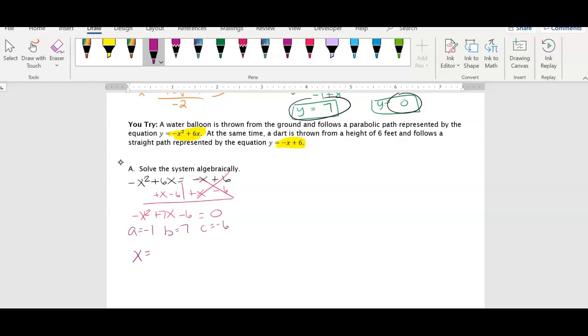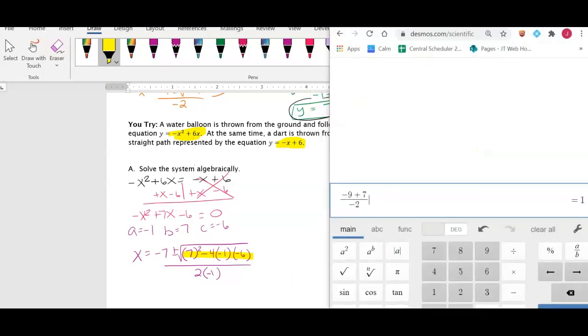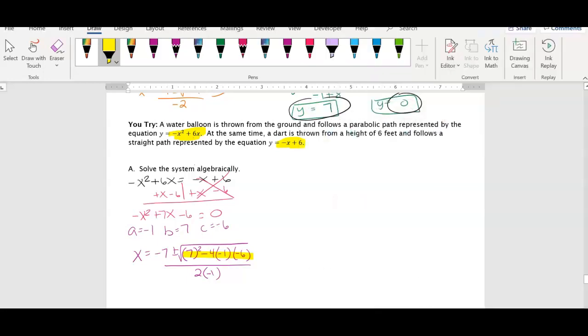So x equals opposite sign of b, negative 7, plus or minus the square root of 7 squared, the b value, minus 4 times a, which is negative 1, times c, which is negative 6, all over 2 times negative 1. I'm going to put what's underneath the square root into the calculator now. And I get the answer of 25.